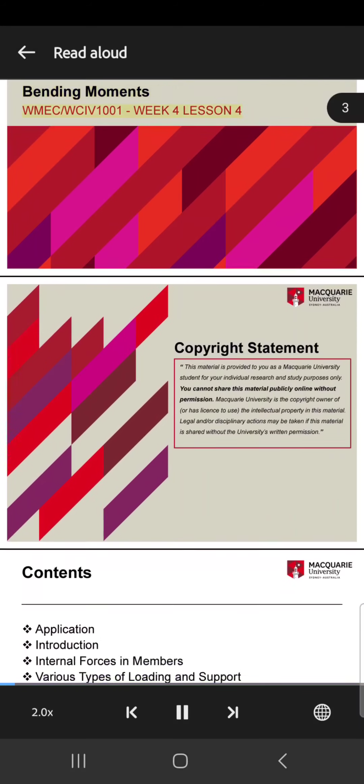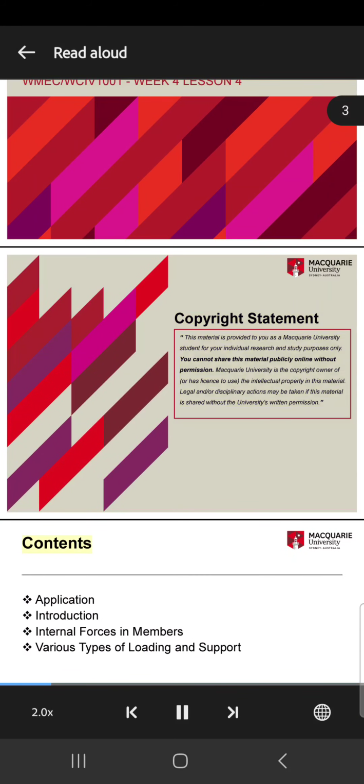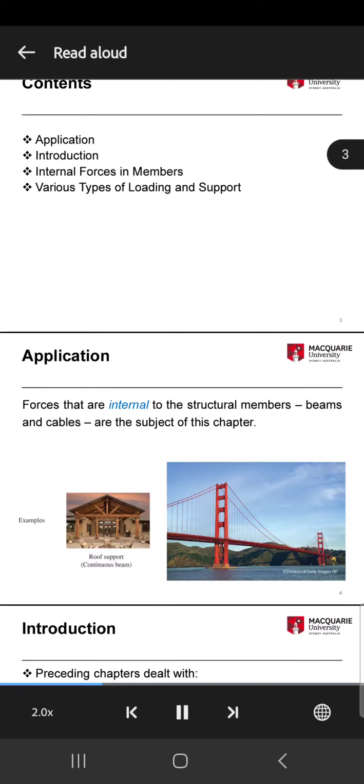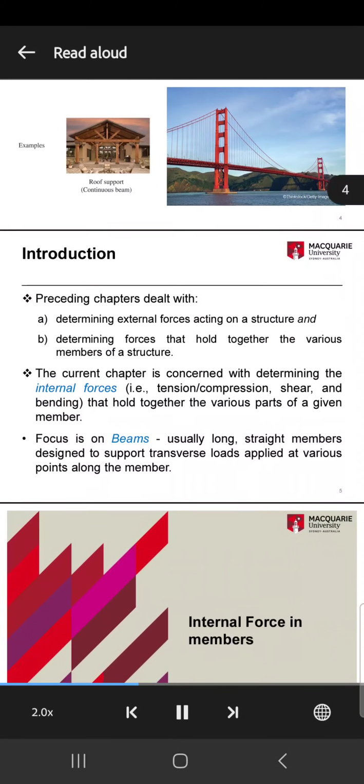Internal forces and shear and bending moments. Contents: application, introduction, internal forces in members.